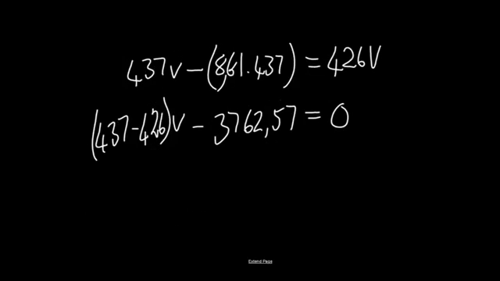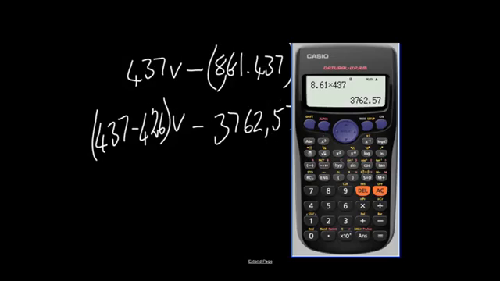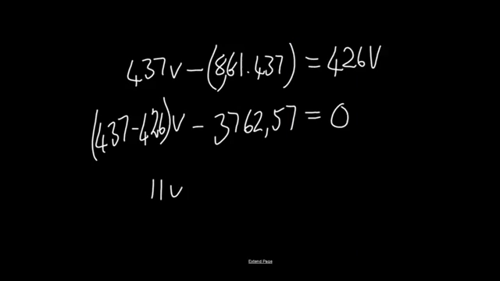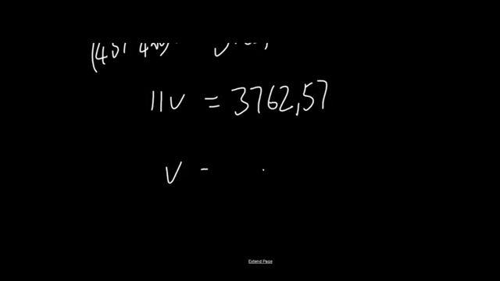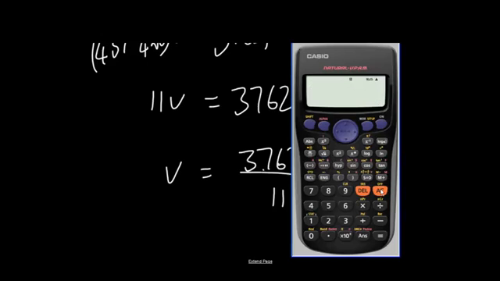And I think you can see what the next step is. Well, let's do that: 437 minus 426 equals 11. So I get 11v over here is equal to 3762.57. And what do you think? Next final step, v equals 3762.57 divided by 11. Do it on the calculator and clear it.